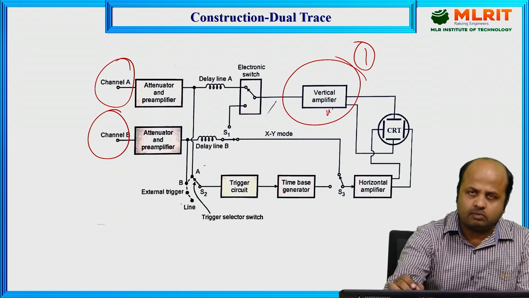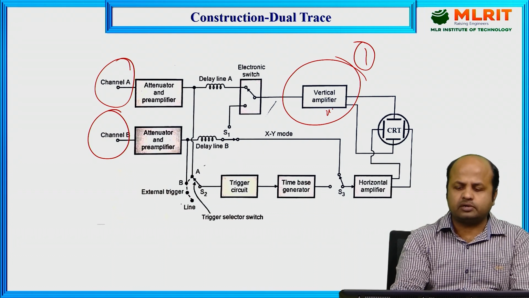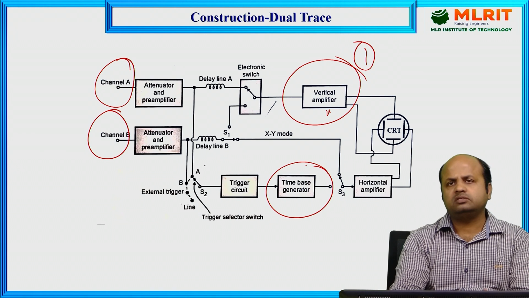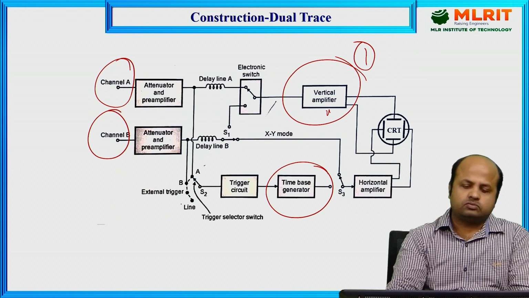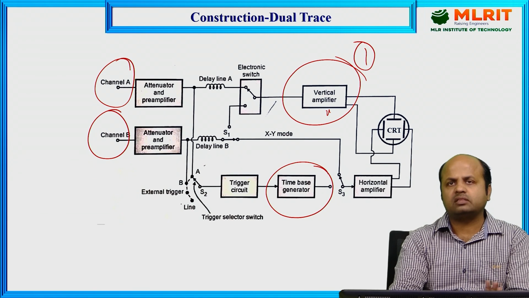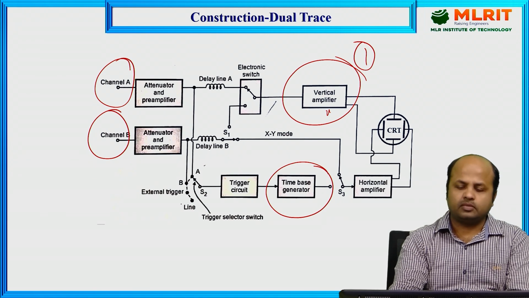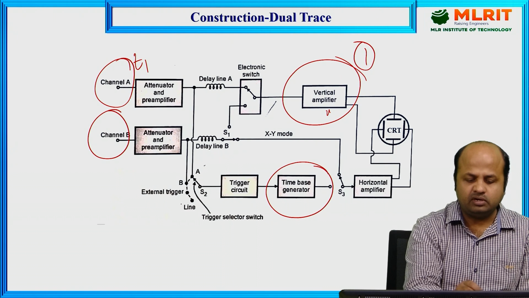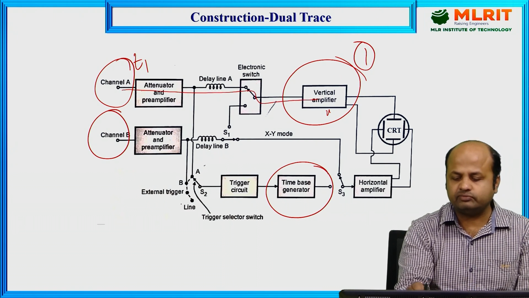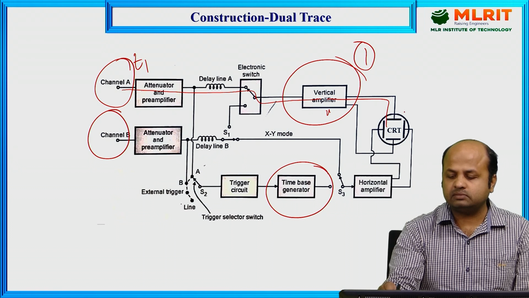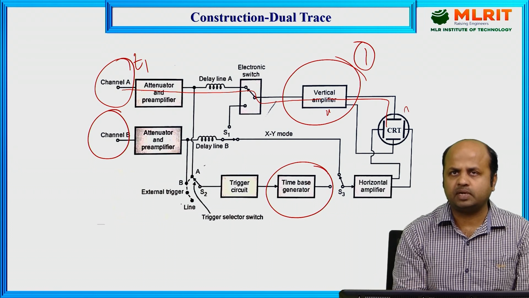So hardware complexity is getting reduced in the dual trace, and also we can see that we have only one time base generator. So by seeing the hardware complexity, it is less complex than the dual beam construction. The thing is that suppose at time t1, this channel is connected to this vertical amplifier and the channel A waveform is displayed here for some moment of time.